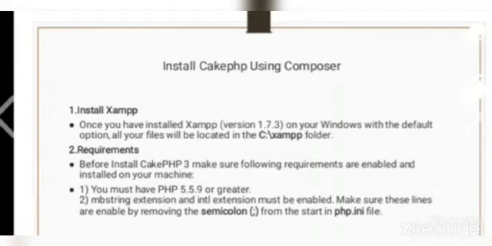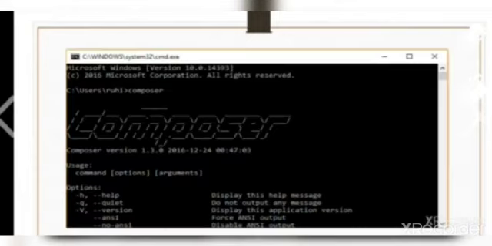Before installing CakePHP 3, make sure the following requirements are enabled and installed on your machine. You must have PHP 5.5.9 or greater. The mbstring extension and intl extension must be enabled. Make sure these lines are enabled by removing the semicolon from the start in the php.ini file.